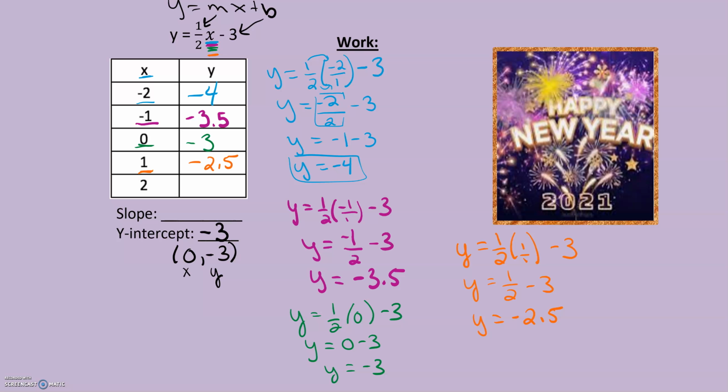Now for x, we're going to plug in the 2. So I have y equals 1/2 times 2 minus 3. Y equals 2 over 2 minus 3. Y equals 1 minus 3. Again, 1 good person, 3 bad people. The bad people win by 2.